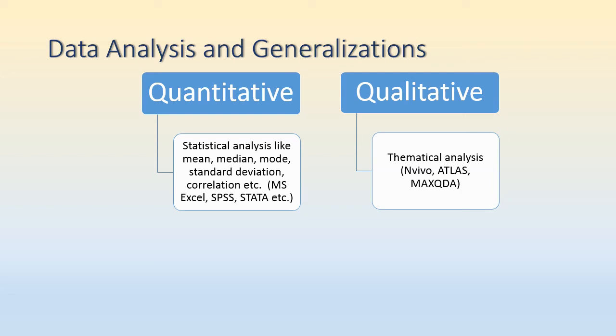Another one is qualitative data analysis. For this, mainly thematic analysis is done. These days many software packages are also available for qualitative data, like NVivo or Atlas. So the thematic data can be put into this software and it is analyzed very quickly.